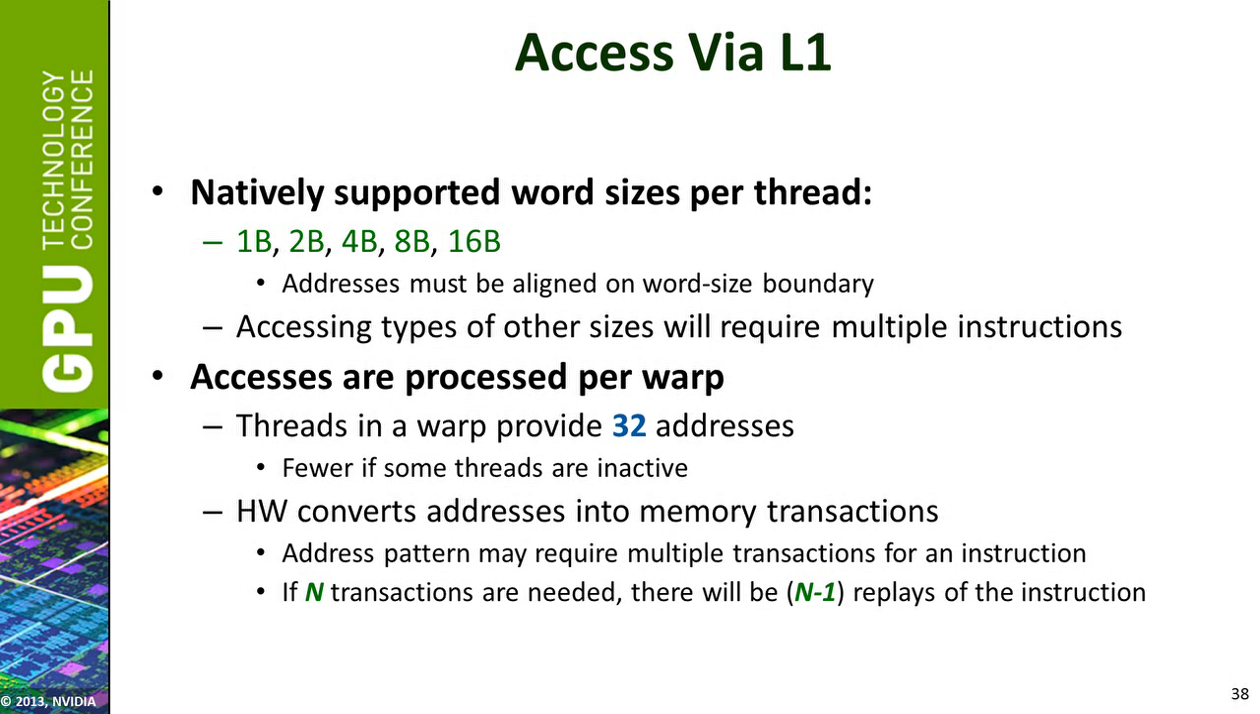And replays are actually pretty expensive. As a rule of thumb, if you have a replay when accessing a memory location, whether it's shared or global, the replay is probably costing you around 20 clock cycles of latency. That might seem small when I tell you that global memory latency is up to 800 clock cycles. But if you have, let's say, an address pattern that requires 32 different transactions per warp, you have 32 replays of the instruction. Multiply that by 20 cycles, and you just added about 600 clock cycles of additional latency. So that gets expensive.